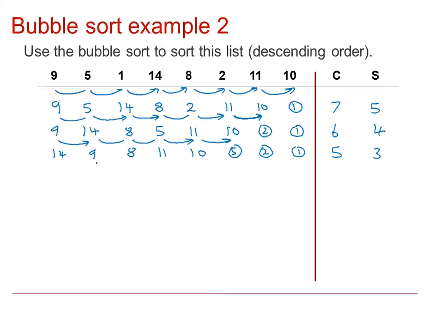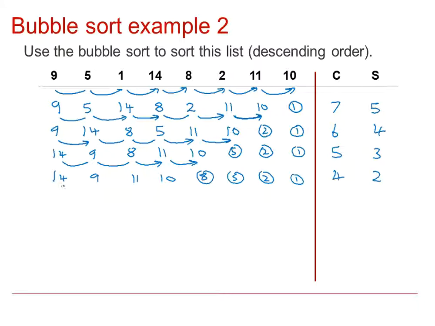So repeating it again now. Comparing 14 with 9, 14 is bigger, stays where it is. 9 is bigger than 8, stays where it is. 8 is smaller than 11, so would swap. 8 is smaller than 10, so would swap. We've now got 8 in the right place. So that was 4 comparisons and 2 swaps.